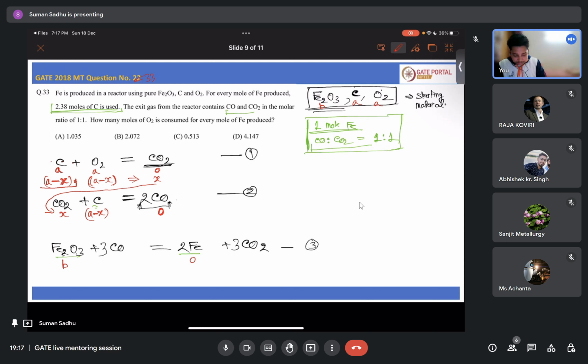Now let us consider y mole of CO2 is dissociating. So if y mole of CO2 dissociates, it will react with y mole of carbon, because the ratio is 1 is to 1. So what will be the remaining amount of carbon? a minus x minus y, right? And how many mole of CO will form? The ratio is 1 is to 1 is to 2. If y mole is dissociating, how many mole of CO will form?